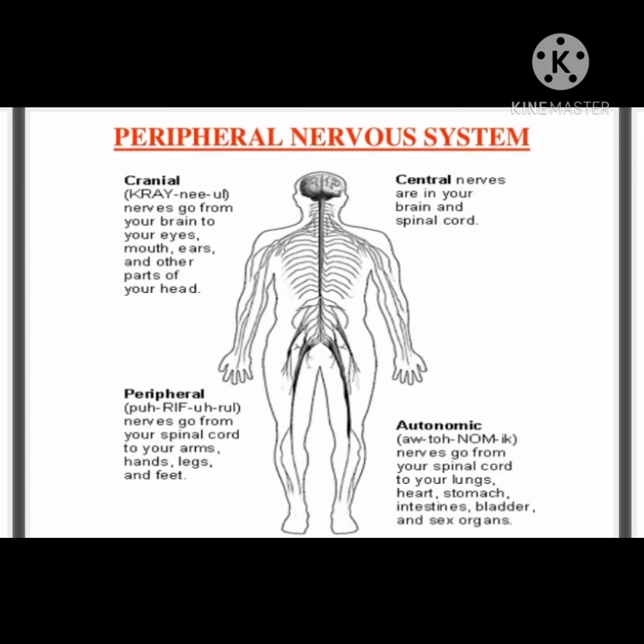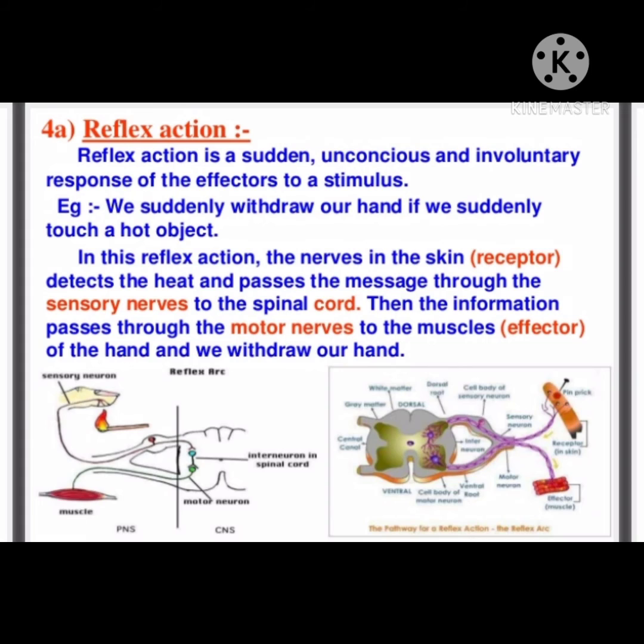Then, the types of actions. Two of them are familiar to us: the involuntary and voluntary actions. Voluntary actions are those actions that take place under the control of our brain, whereas involuntary actions take place not under the control of our brain. Then the third type of action is the reflex action. Reflex actions are spontaneous, automatic and mechanical responses to a stimulus acting on a specific receptor, without the will of the organism.